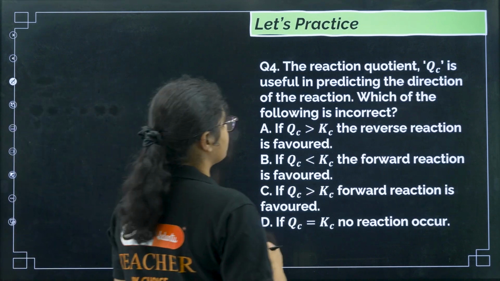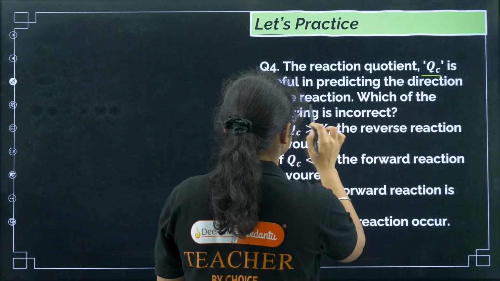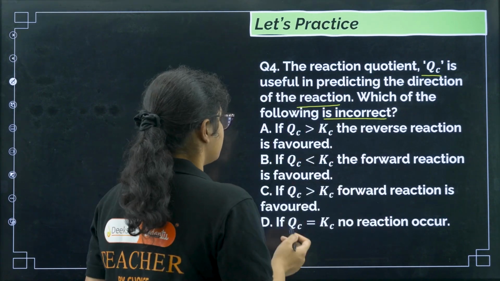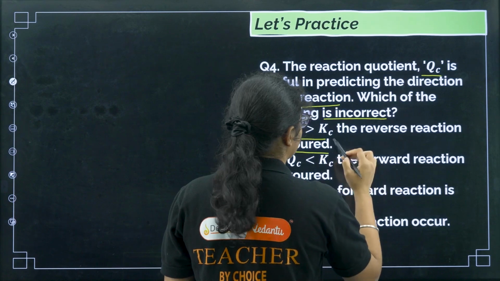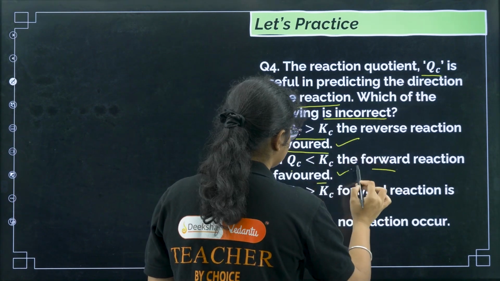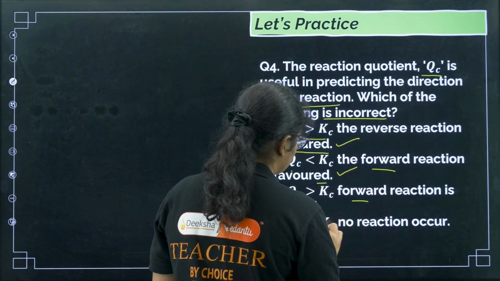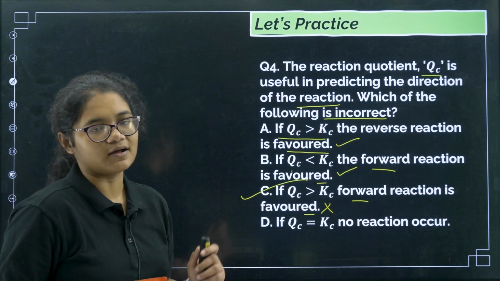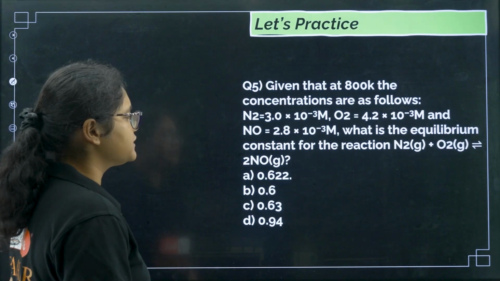Next, question number 4. The reaction quotient QC is useful for predicting the direction of the reaction. Which of the following is incorrect? If QC is greater than Kc, the reverse reaction is favored. That is correct definitely. If QC is less than Kc, forward reaction is favored, that is also correct. If QC is greater than Kc, forward reaction is favored, that is wrong. So option number C is the correct answer here. Next is question number 5.